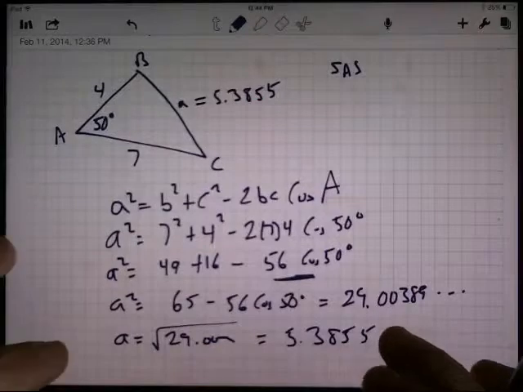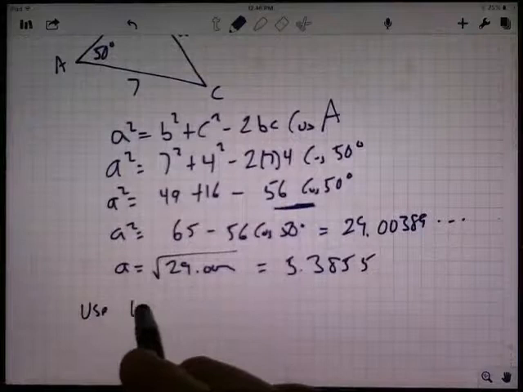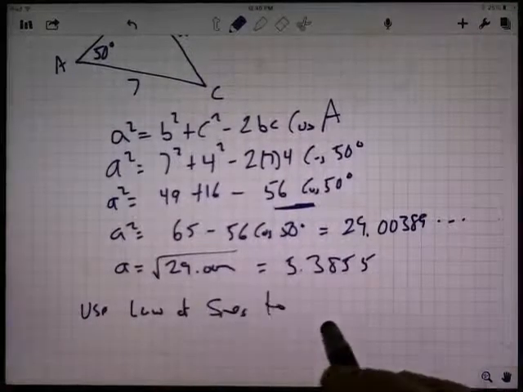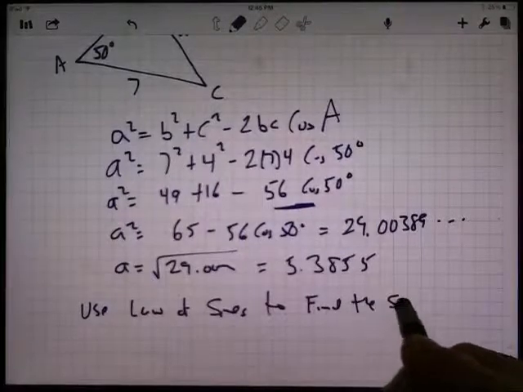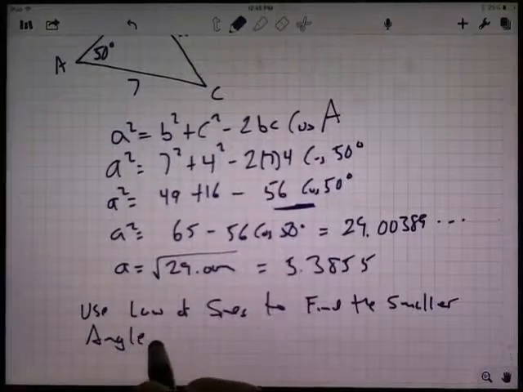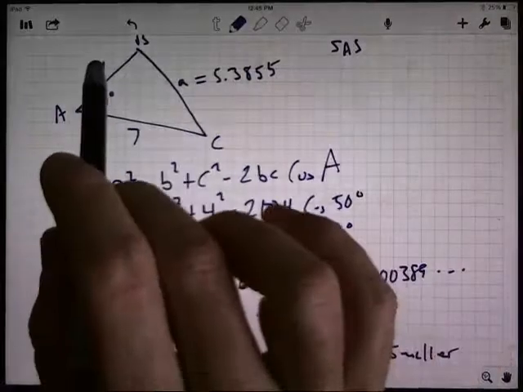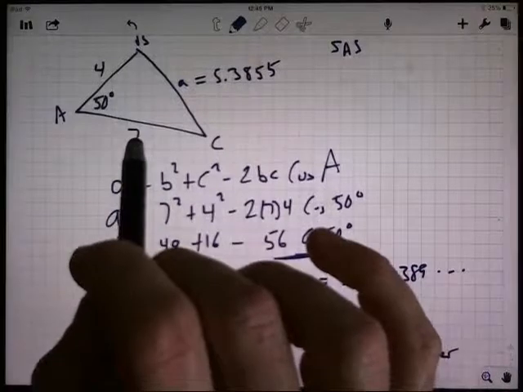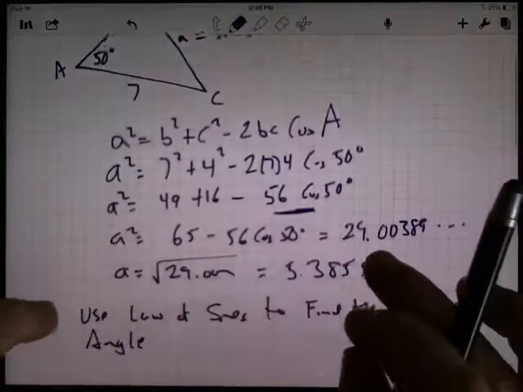So, finding the law of sines, use the law of sines to find the smaller angle. Right? Angle C is smaller than angle B because side C is smaller than side B. So the 4 is less than the 7. So angle C is less than angle B. So I'm going to set up the law of sines here.